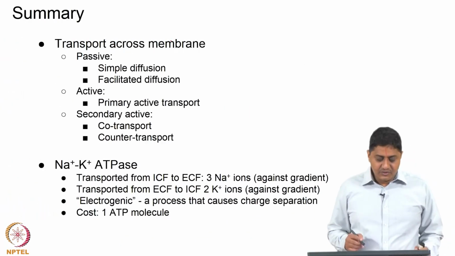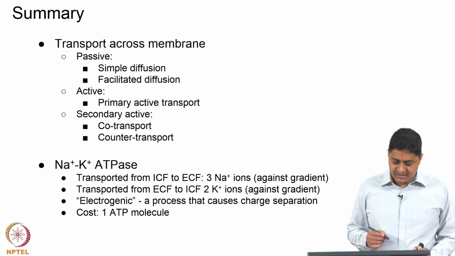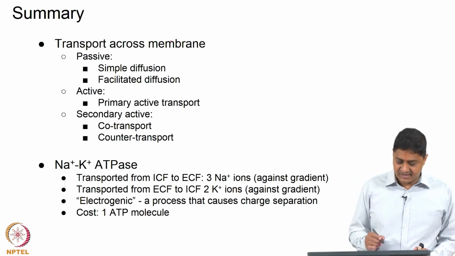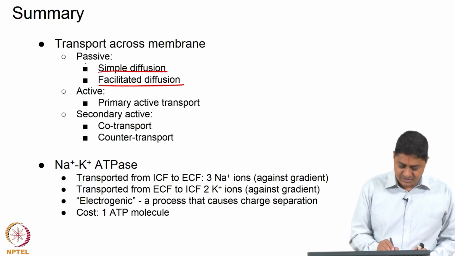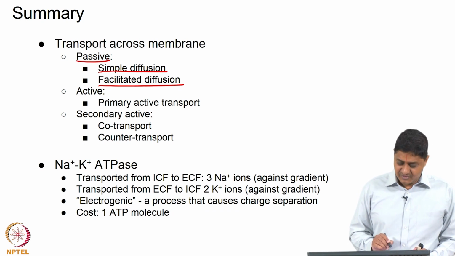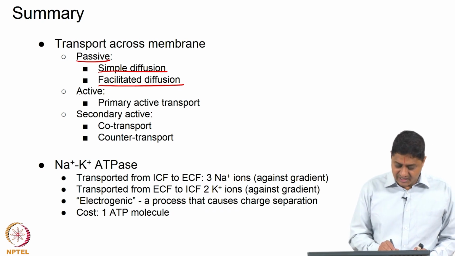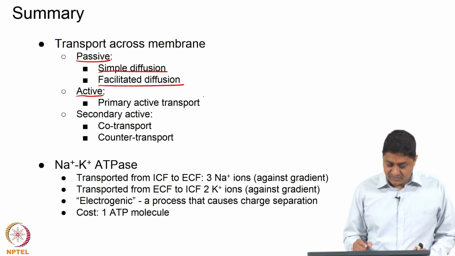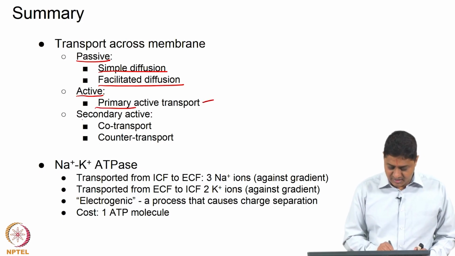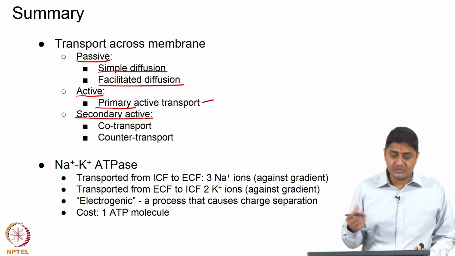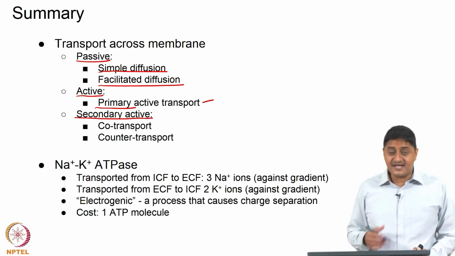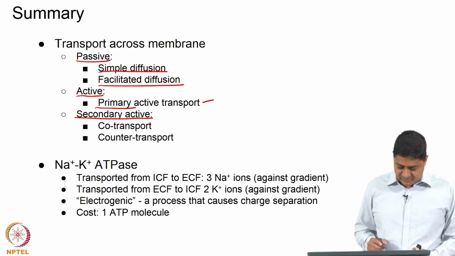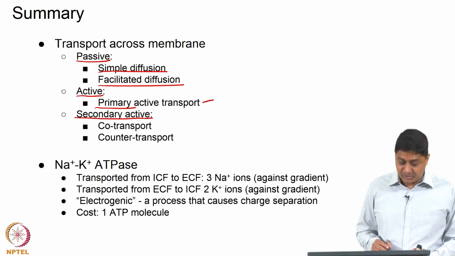Right. So, in summary, what we have seen in today's class is that transport involves simple diffusion and facilitated diffusion, which in general can be called together passive processes, and then there are active processes, of which there are two types. There is primary active transport and there is secondary active transport, and then there are two types of this secondary active transport.